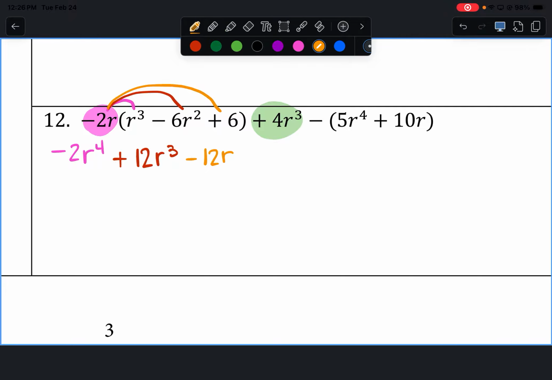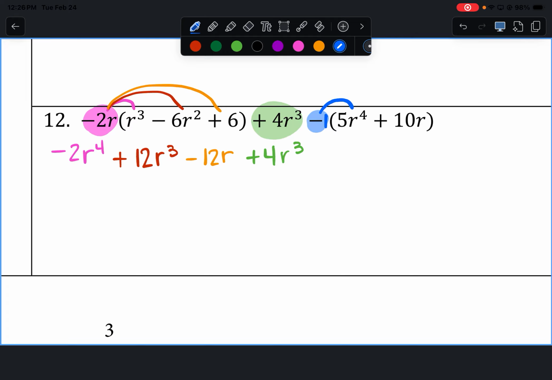No. So if nothing's happening with it, what do you think I need to do to it? Leave it. Just write it down. We don't have to do anything to it. Okay? But what is happening with that negative sign next to it? It is like multiplying by a negative 1 right there. That's what's happening. We have to distribute that into there.